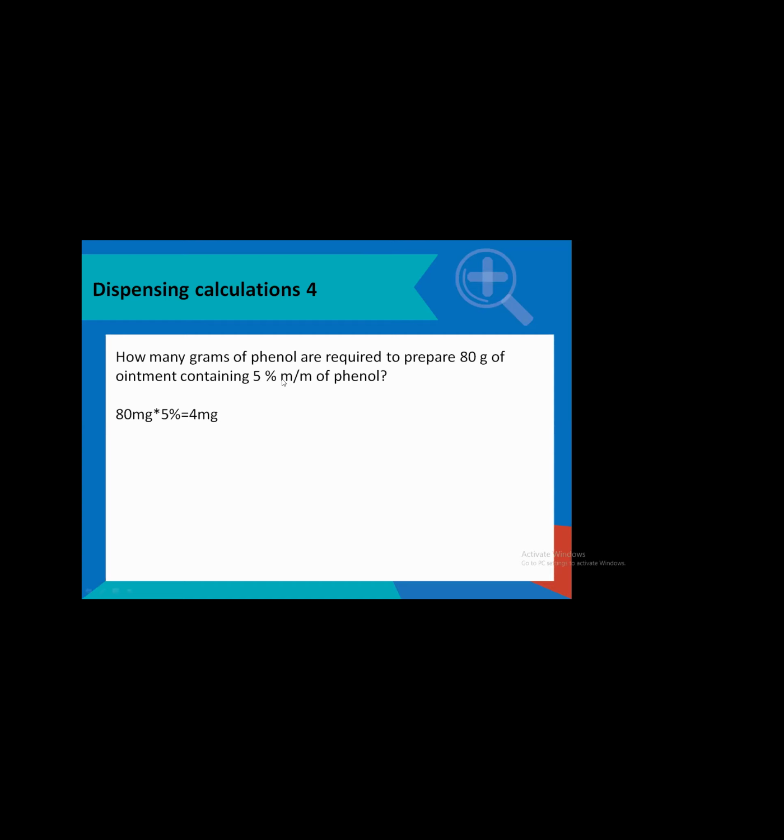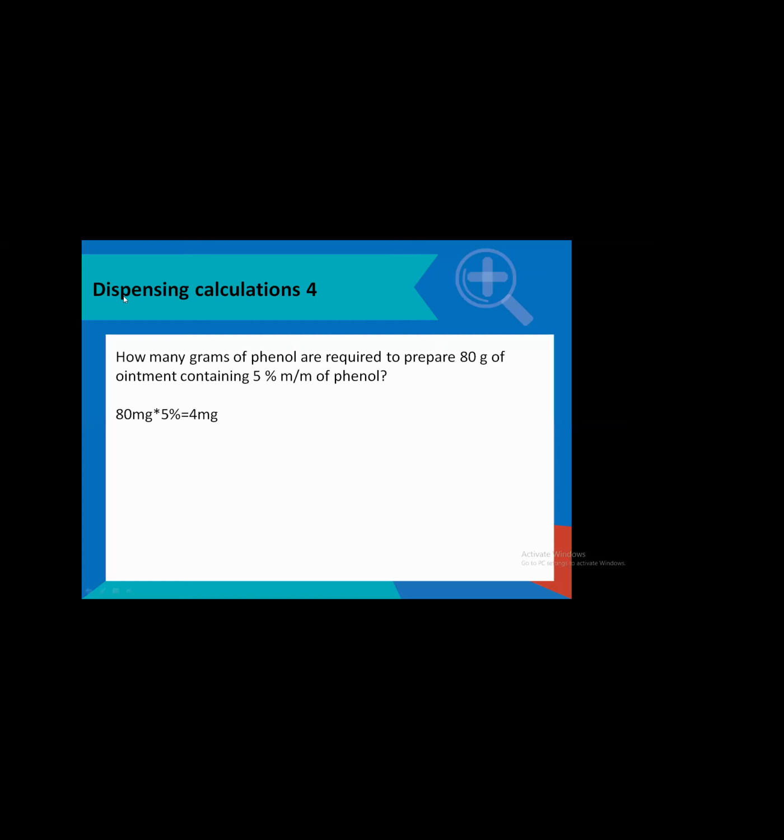So if the total mass is 80 gram and only 5% is your active ingredient, which in this case is phenol, 5% of 80 gram is 4 milligram, right? Or 4 gram rather. Sorry for that error. 4 gram.